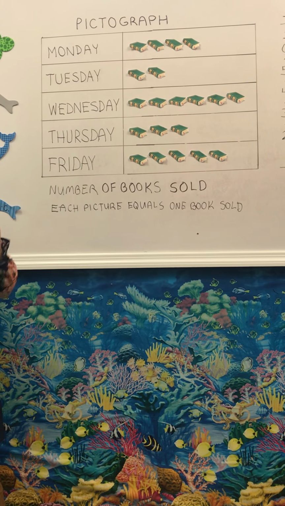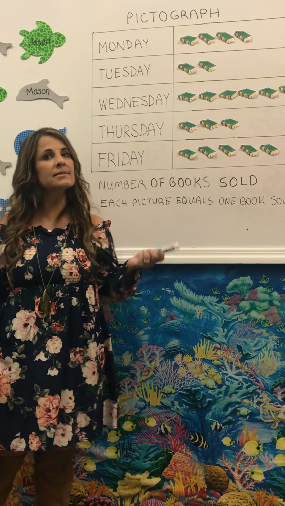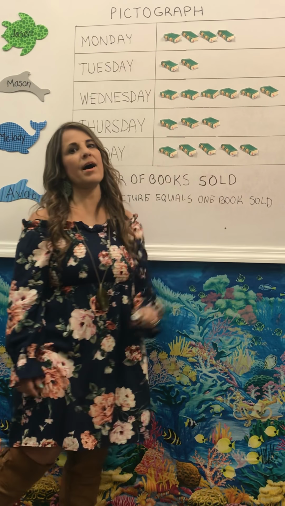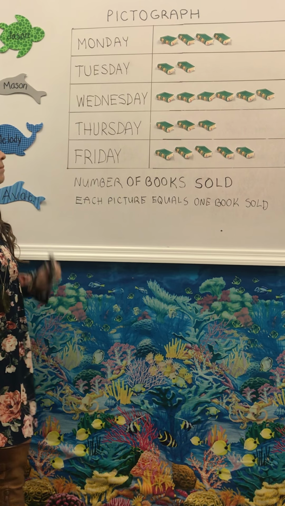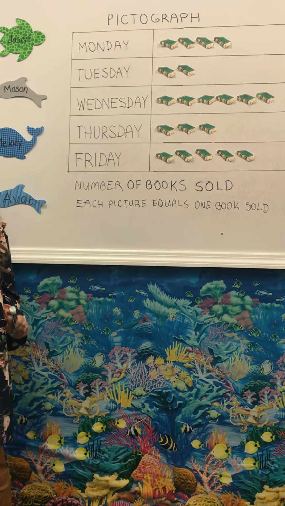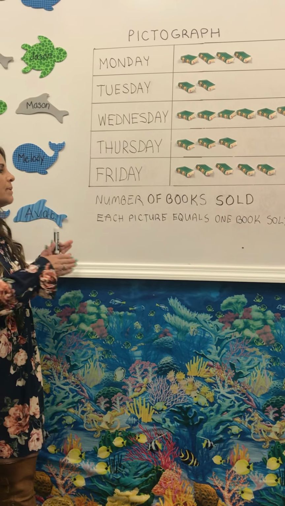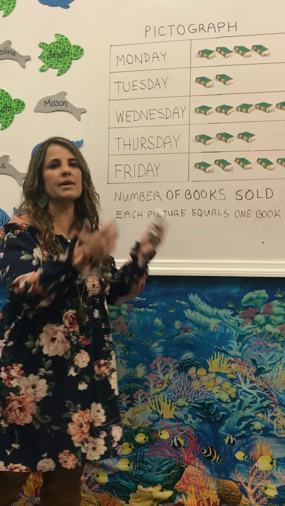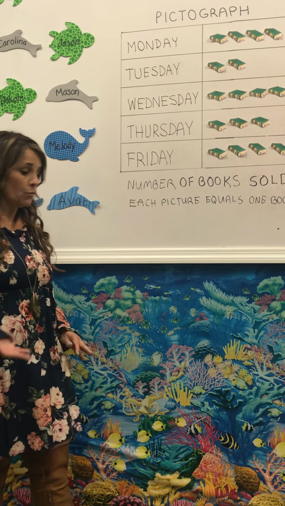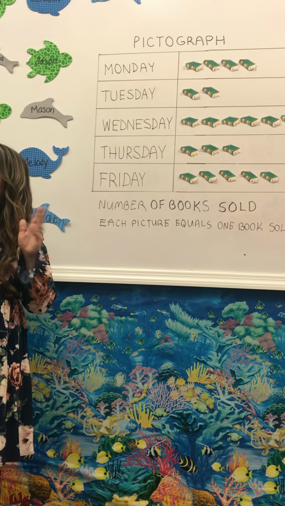Thursday, we sold 3 books. And then on Friday, we didn't sell as many books as we did on Wednesday, but we still sold how many books? 5. 5 books. Remember, when you're using a pictograph, each picture equals one of whatever you sold, used, or did. It's always the pictograph equals one of whatever it is that you are using for the data or for the graph. So let's go ahead and move over to the bar graphs.